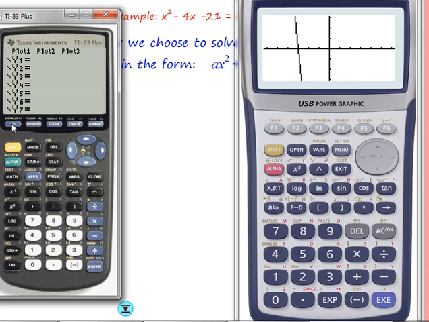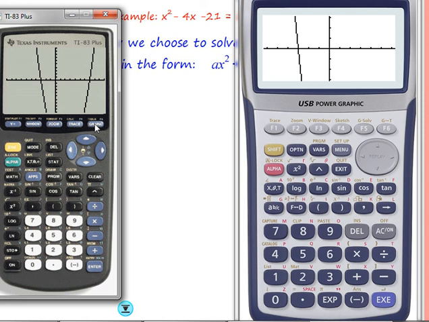Here I go into y equals, and I do basically the same thing. I'm going to put in x squared minus 4x minus 21, and I'm going to hit enter. Alright, so now I've stored that, and then I'm going to hit graph. You'll notice that in both of the graphs, the TI, this one, the view window was nice and clean for us. If you can't see, what we're looking for when we graph a quadratic is we're looking for the roots.